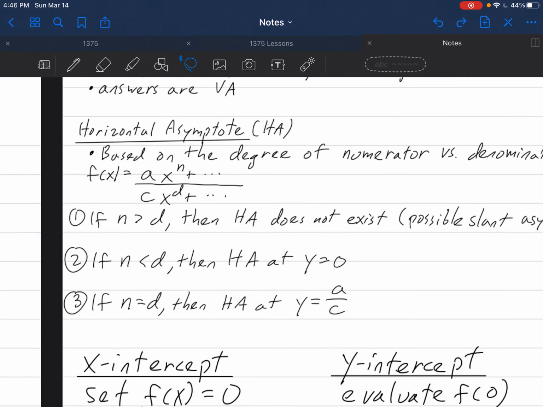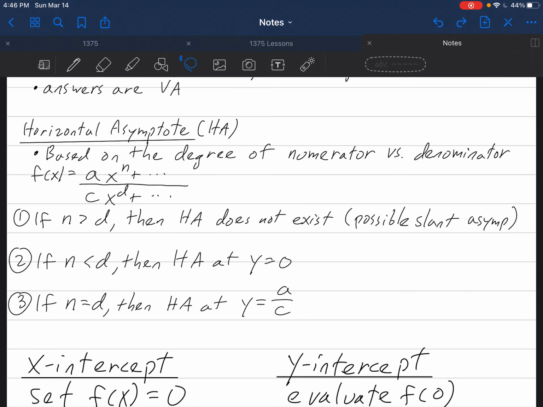Those are the three cases you're going to get for the horizontal asymptote. If the numerator has a larger degree than the denominator, then the horizontal asymptote does not exist, and this can have a possible slant asymptote. It can be diagonal, but again, we're not really going to see much of that. You're comparing just the degrees, not anything else, not even the coefficients.